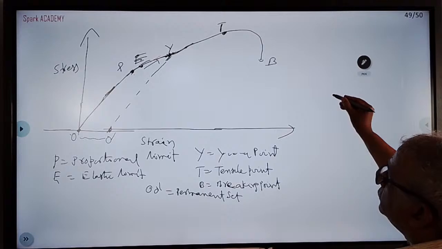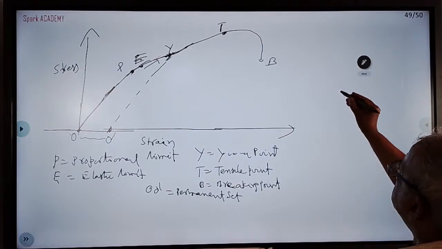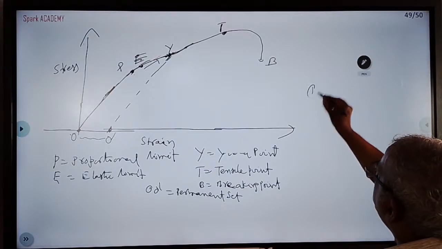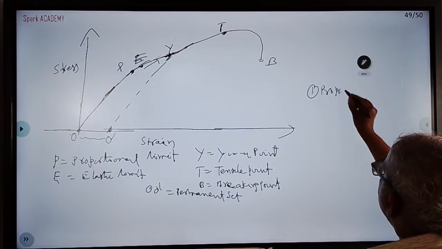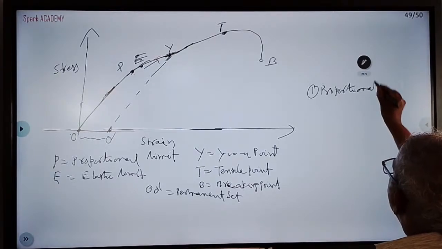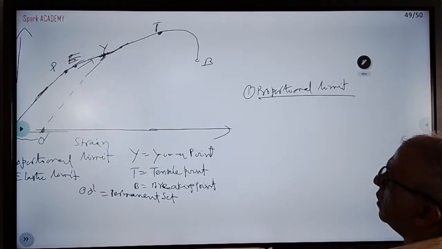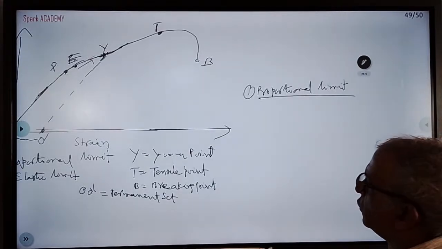I think you understood. Now I'll write about what P is, the proportional limit. I'm first explaining the proportional limit. What is the first point called? Proportional limit.